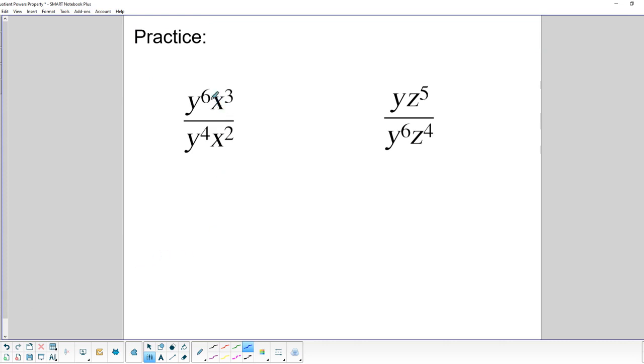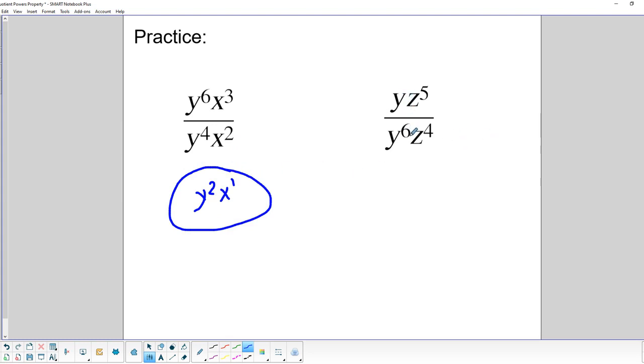A couple more. Y to the 6th over y to the 4th. So the top has 2 more than the bottom, so 6 minus 4 is 2. And then 3 minus 2 is 1. And all we'll have left on the bottom is a 1, which we don't need to show.